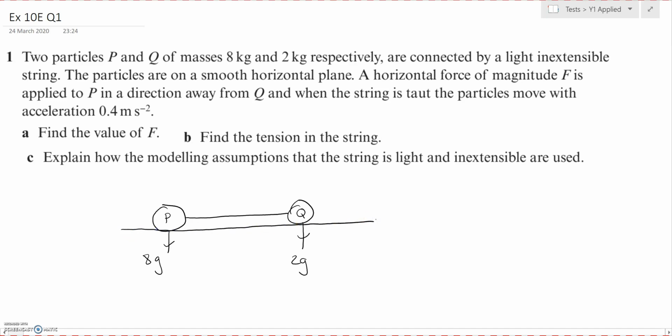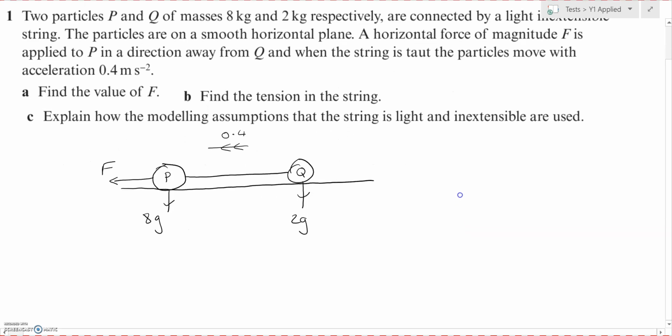Because it's a smooth horizontal plane, there is no friction. A horizontal force of magnitude F is applied to P in a direction away from Q, so there must be a force going this way. And when the string is taut, the particles move with an acceleration of 0.4 meters per second squared. So if F is pulling to the left, then the particles must move with an acceleration of 0.4 to the left. So this is our diagram. The diagram is probably the most important thing in any of these kinds of questions.